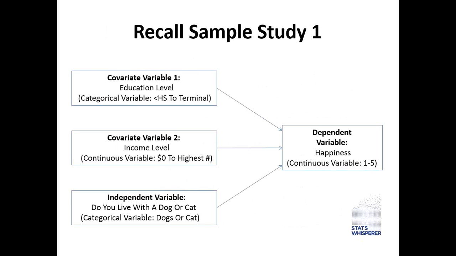For example, if you recall Sample Study 1, on the left-hand side, we have several predictors, right? Several predictors being related to the one dependent variable on the right, which is happiness.